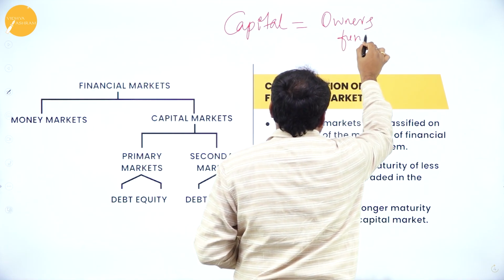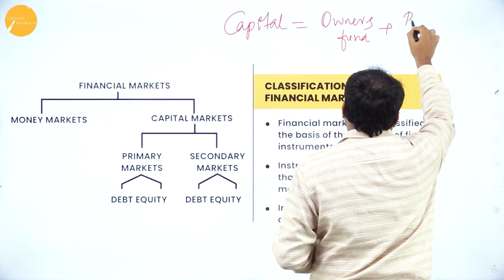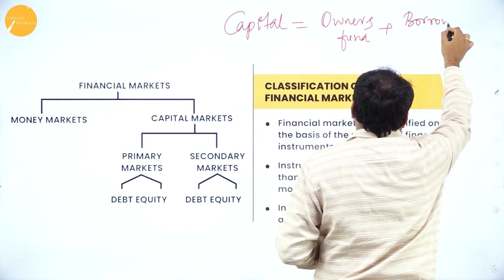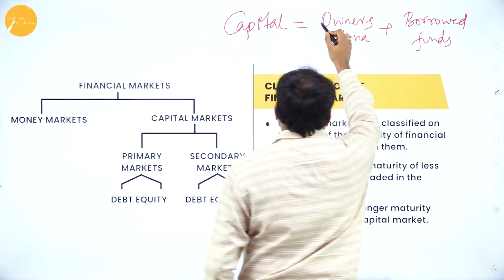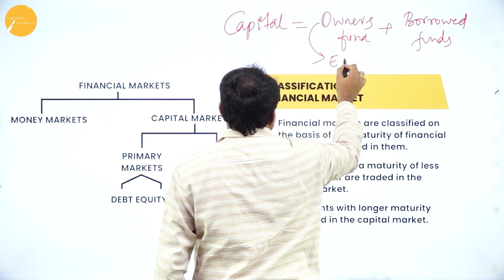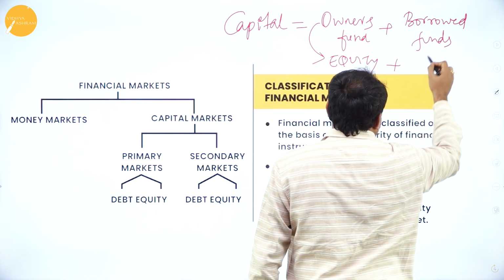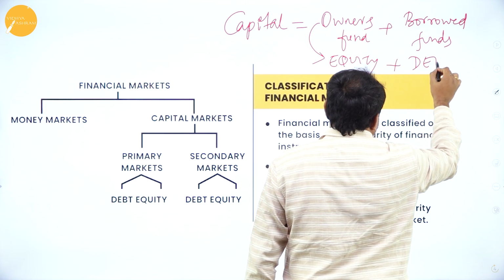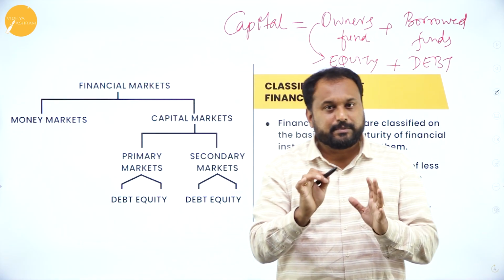Owner's fund. Plus, you need to go with one more. That is what? The borrowed funds. Now, owner's fund is also called what? Equity. Equity, plus borrowed fund, in the sense debt. Correct. Now this is the common thing which you people need to understand.